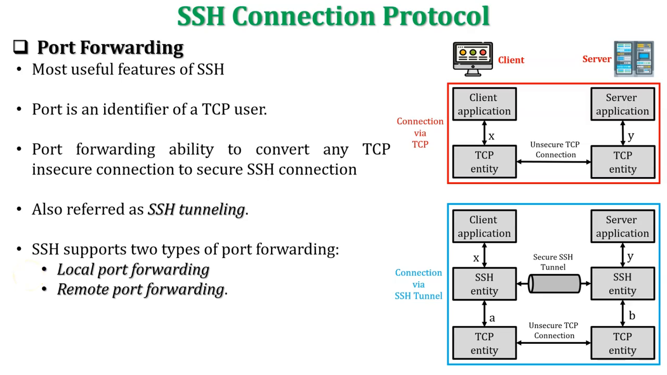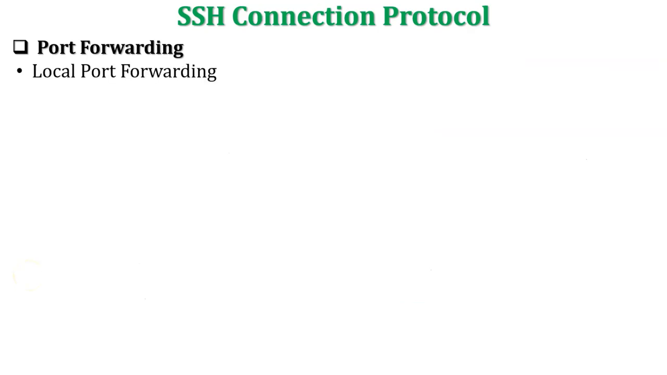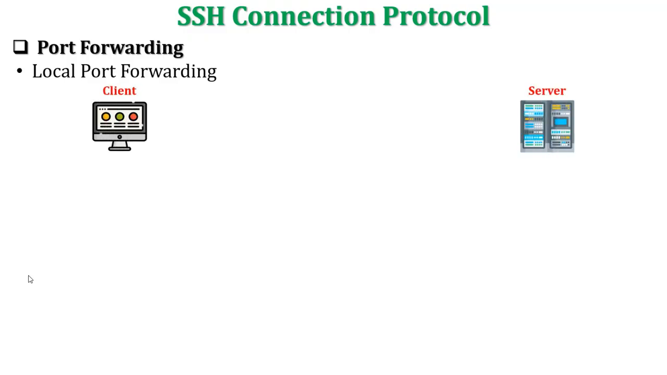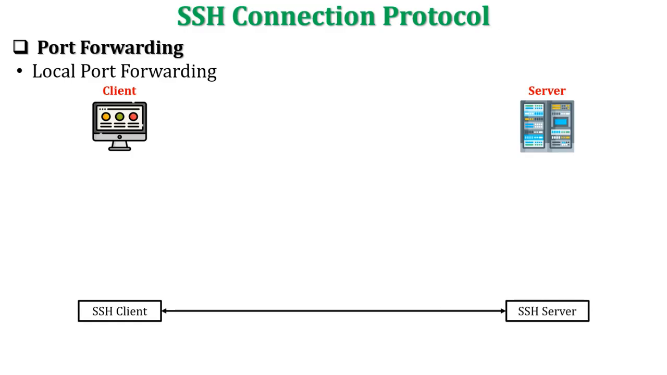Let's start with the first technique, local port forwarding. Let's take one scenario to understand local port forwarding. For example, there is one client and there is one server. Here we are discussing how email can be accessed from a mail server by a desktop client. For example, there is one SSH client at the client side. First of all, the SSH client sets up a connection to the remote server.